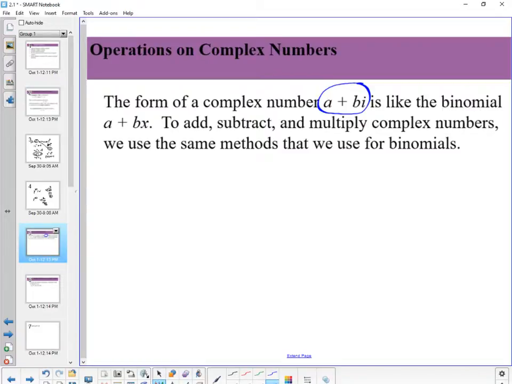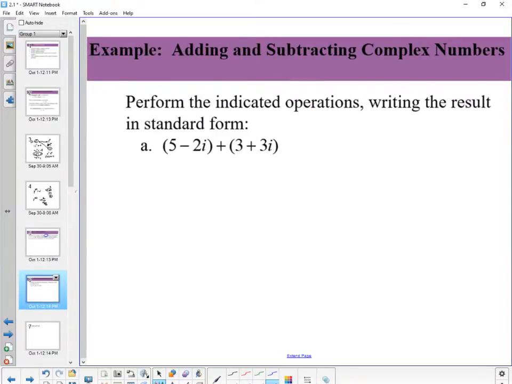Okay. Can I change this? Cool beans. So here's what I've got.